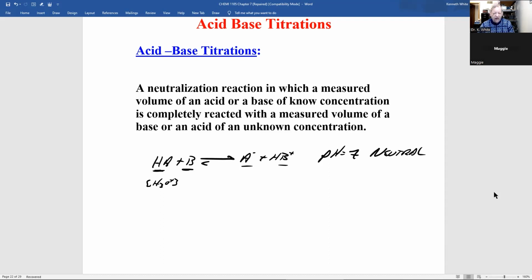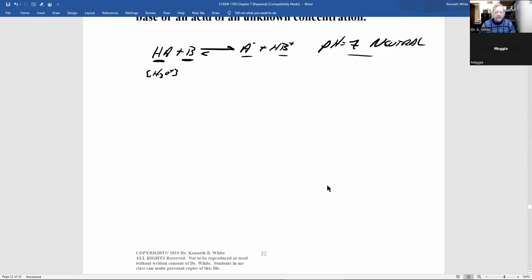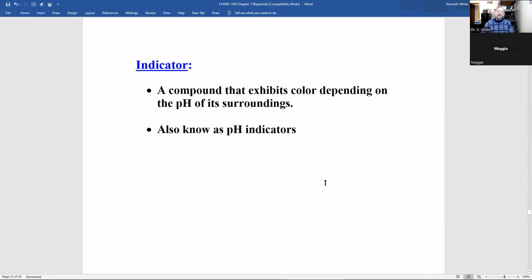At that point, you need the same number of moles of acid as base when it's neutral pH, and that's why this is called neutralization, because you're moving the pH to neutral pH. How do we do this?